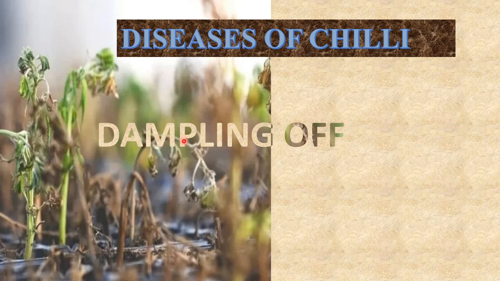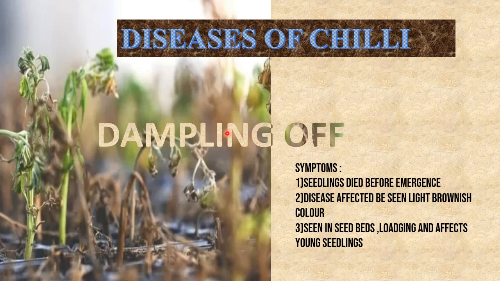The first one is damping off, and we'll discuss it in detail here, starting with the symptoms. In the chili crop, the seedlings will be dying before emergence due to the damping off disease. They die before emergence only.